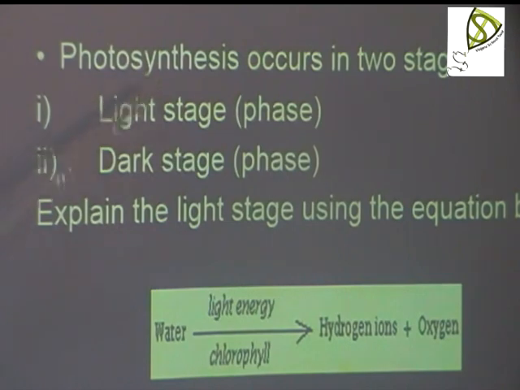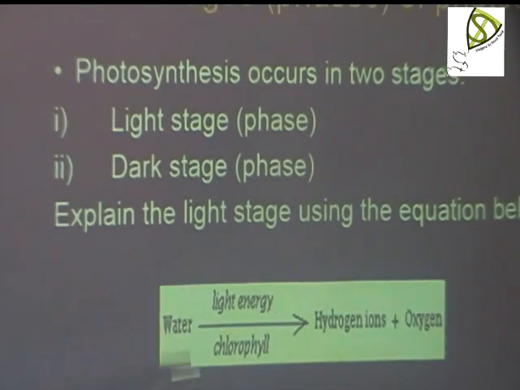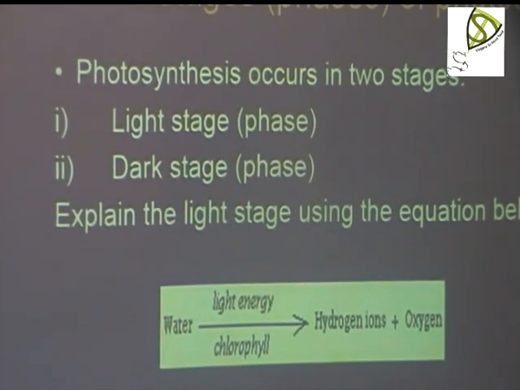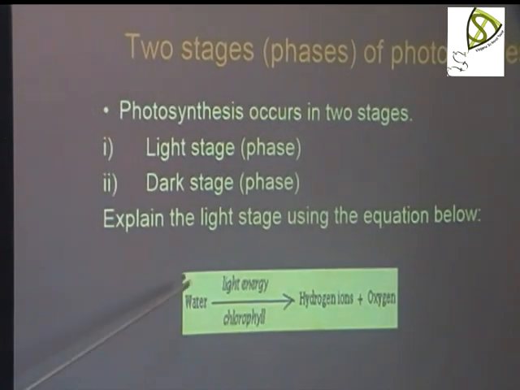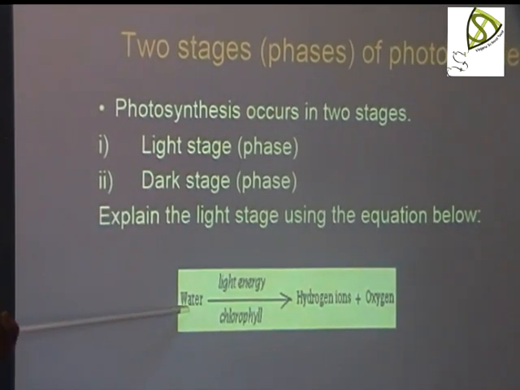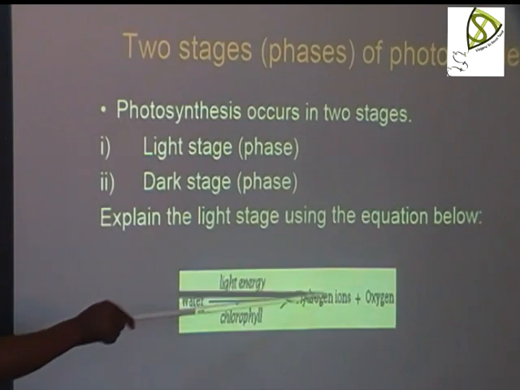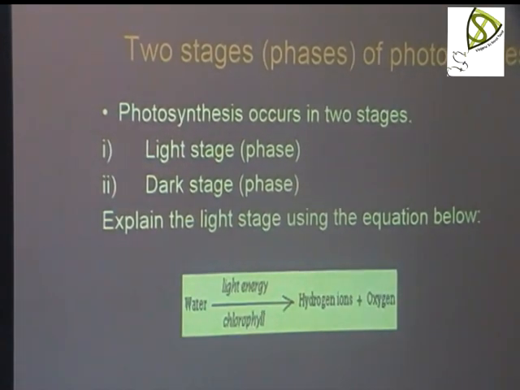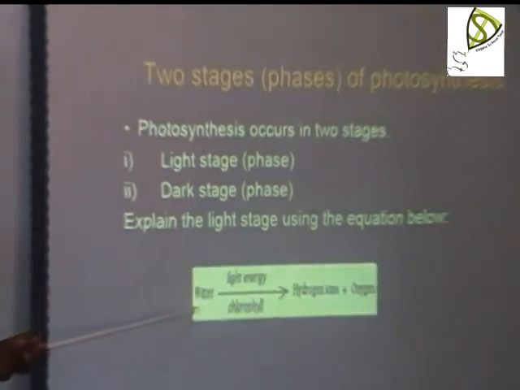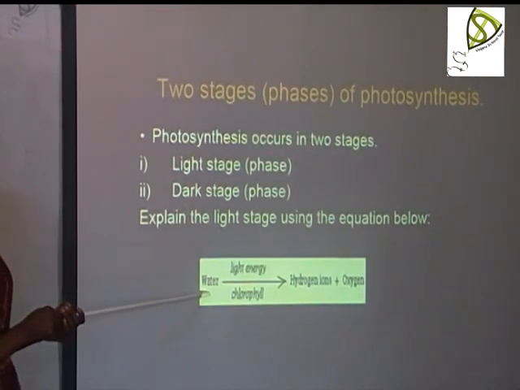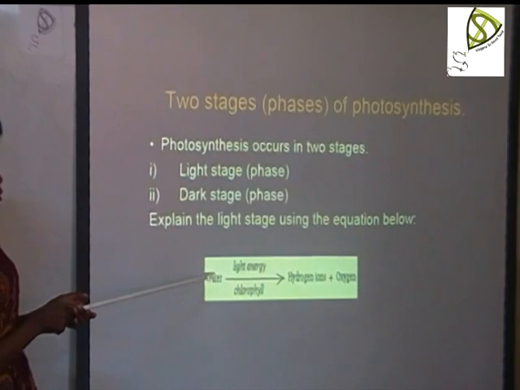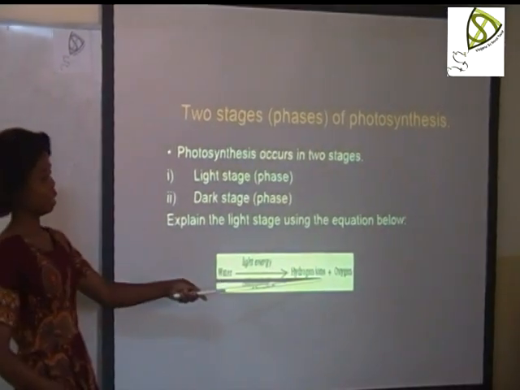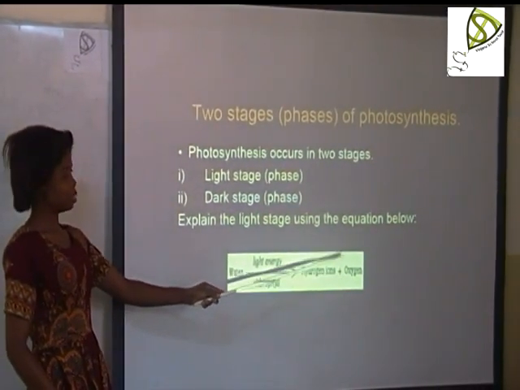So the light stage of photosynthesis is also known as photolysis, which is the splitting of a water molecule into hydrogen ions and oxygen gas. So photolysis is the splitting of a water molecule into hydrogen ions and the oxygen gas.